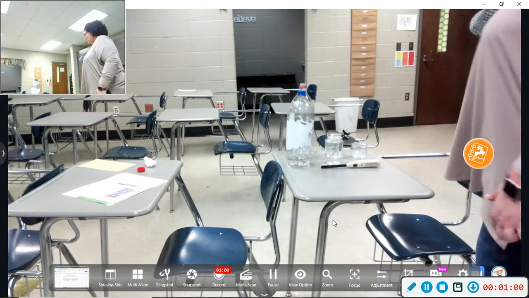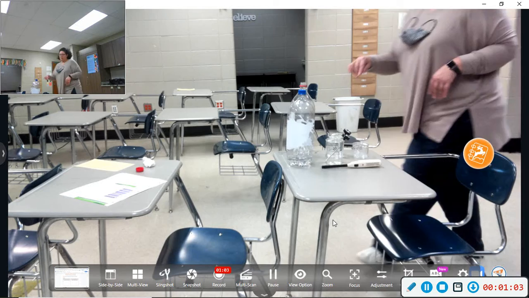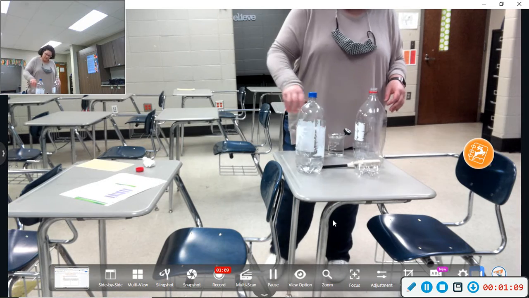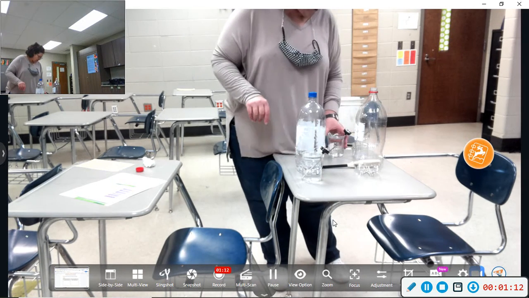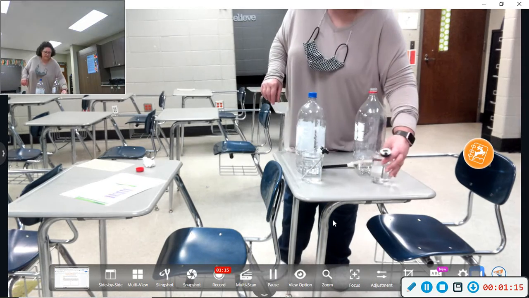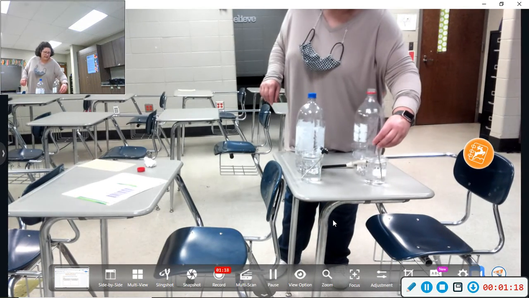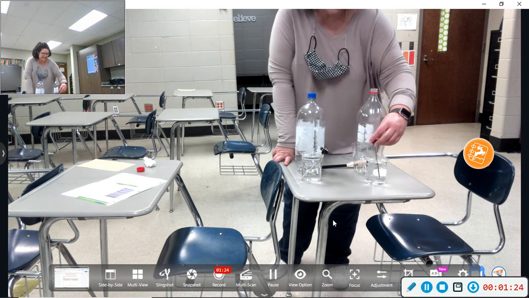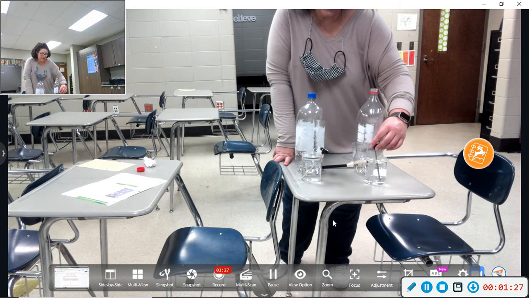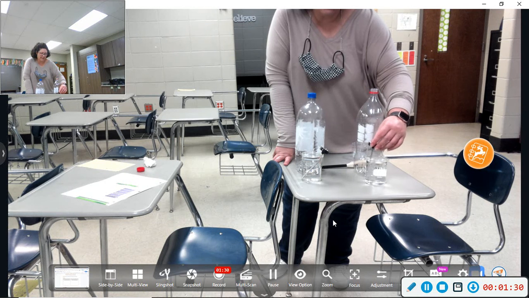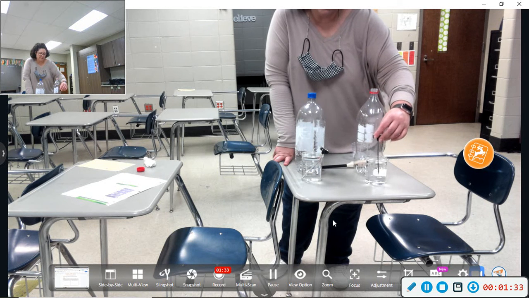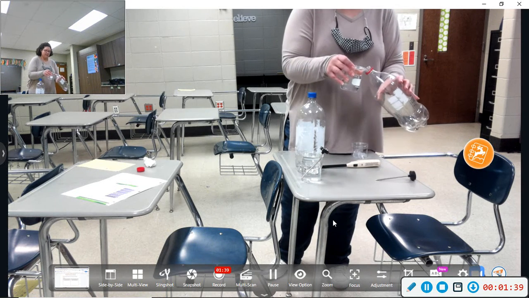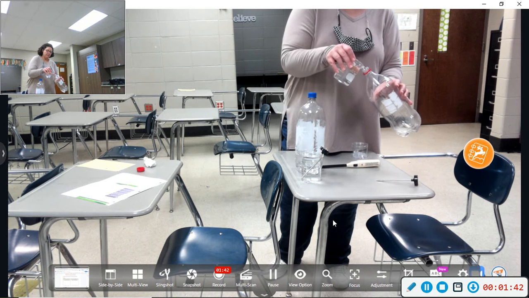Okay, so here's our setup. I have two different bottles. This one is going to be the cold water, and this one is the hot water. Our hot water is supposed to be between 50 and 60 degrees Celsius, and we are right at about 49.9. So that's our starting point according to the thermometer. I'm going to pour this water into our bottle and put a lid on it.